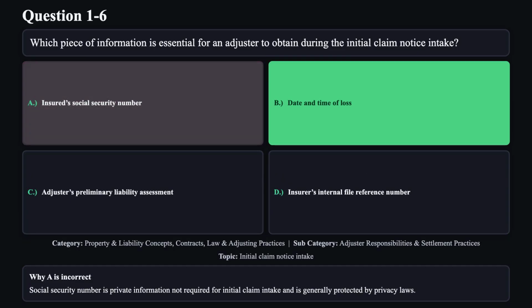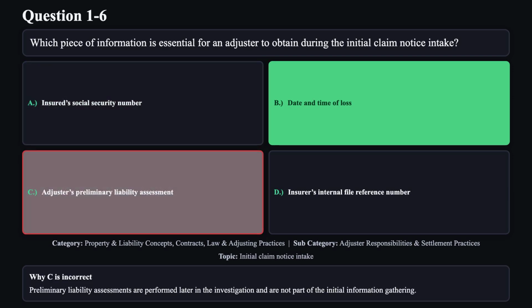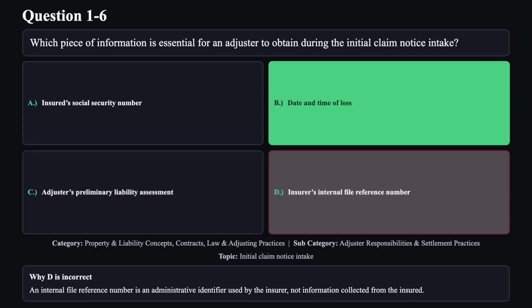Reason A is not correct. Social security number is private information not required for initial claim intake and is generally protected by privacy laws. Reason C is not correct. Preliminary liability assessments are performed later in the investigation and are not part of the initial information gathering. Reason D is not correct. An internal file reference number is an administrative identifier used by the insurer, not information collected from the insured.